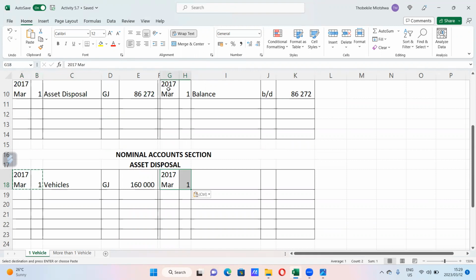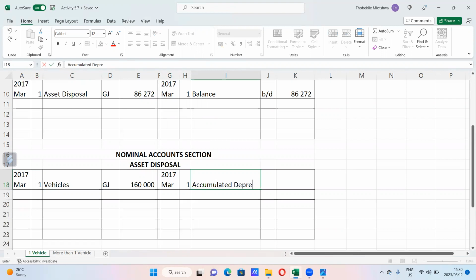So we have nothing in accumulated depreciation because we don't have a car anymore. We can't have anything on vehicles, and we can't have anything on accumulated depreciation on vehicles because we do not have a car. After today, on the 2nd of March, we have sold this car, we don't have it. So this one is coming from accumulated depreciation on the vehicles.